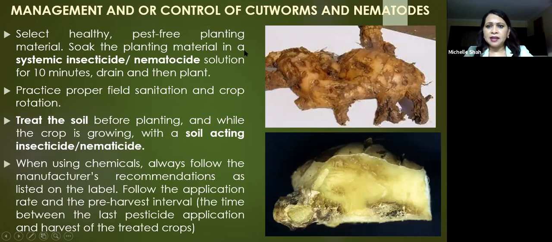Management and control of cutworms and nematodes. Select healthy pest-free planting material. Soak the planting material in systemic insecticide or nematicide solution for 10 minutes, drain, and then plant. Practice proper field sanitation and crop rotation. Treat the soil before planting and while the crop is growing with a soil-acting insecticide or nematicide. When using chemicals, always follow the manufacturer's recommendation as listed on the labels. Follow the application rate and the pre-harvest intervals. That is the time between last pesticide application and the harvest of the treated crops. So the pre-harvest interval is very important.